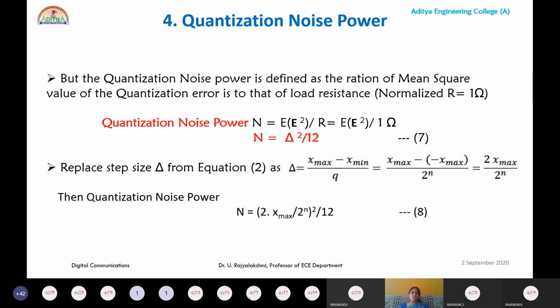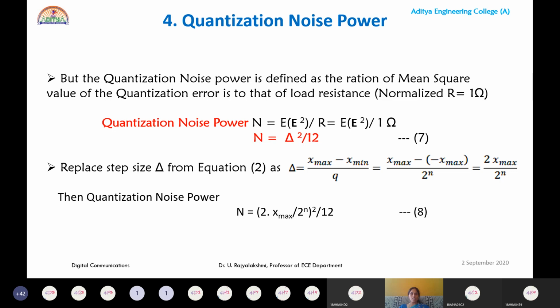So already we defined that quantization noise power is defined as the ratio of the mean square value of the quantization error to that of the load resistance. So N equals expectation of error square divided by R. For normalized input, R equals 1 ohm. So N will be how much? Directly equal to expectation of error square. So it is equal to delta square by 12.